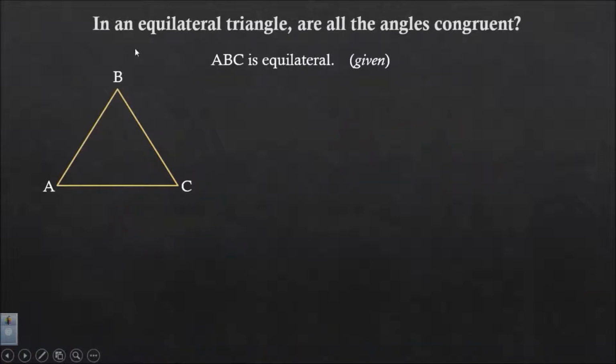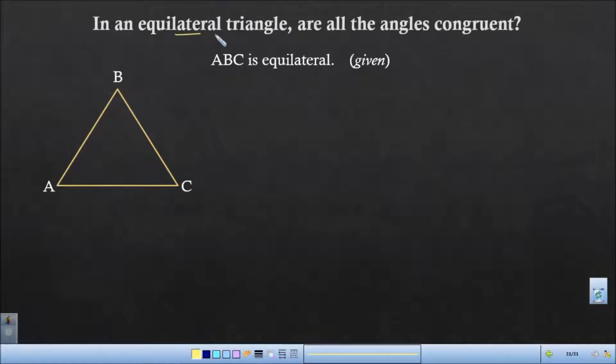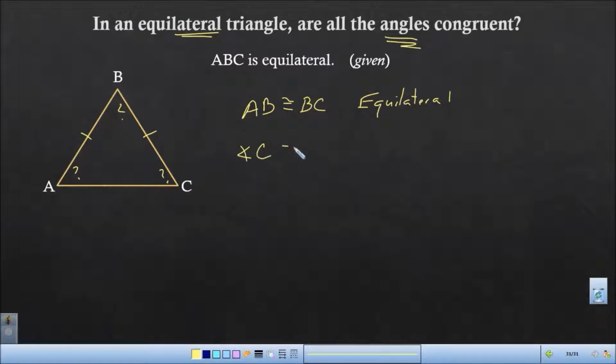Okay, so in an equilateral triangle, are the angles congruent? So we want to know, are these angles congruent to one another? We use the isosceles triangle theorem to do this. I know that AB is congruent to BC because the triangle is equilateral. AB and BC are congruent, which means the angles opposite those sides are congruent. Angle C is opposite AB, and angle A is opposite BC. So angle C is congruent to angle A by the isosceles triangle theorem.